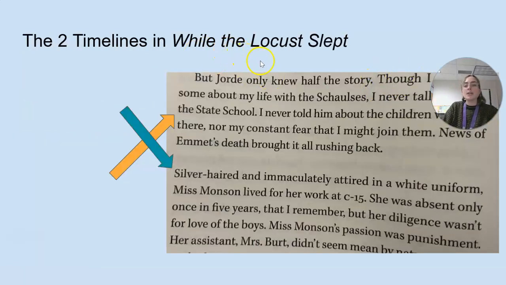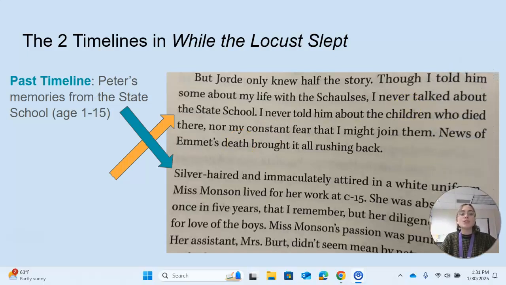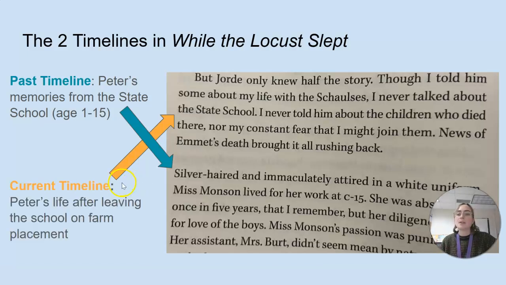In our book While the Locust Slept, let's talk about what the two timelines are that are happening in this book. So first, you've noticed that Peter, our author, is telling us his memories from the state school or the orphanage where he lived for the first 15 years of his life. So he's told us some memories from when he was a young child and when he was growing up at the state school or the orphanage. But you'll also notice that we have a current timeline, and this is Peter telling us about his life after leaving the state school and going to live on the farm placement.